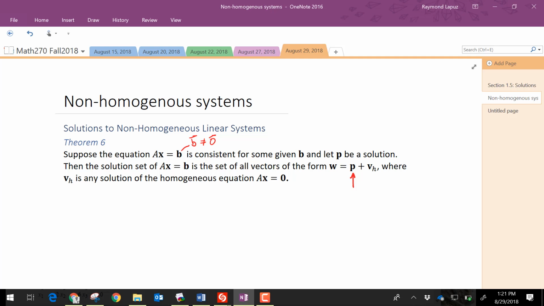Right. Well, VH could be a little bit more complicated. So VH could just be one vector, or if it's a trivial solution, remember it's a solution to AX equals 0. So if it's a trivial solution, then that would be 0. That's not a big deal. If it's a non-trivial solution, then we can write it in parametric form. And what we could do is we could just add this other thing. Right. Add the vector.